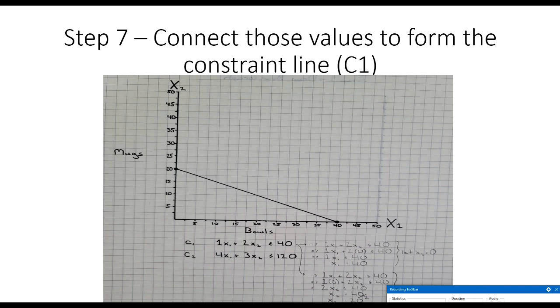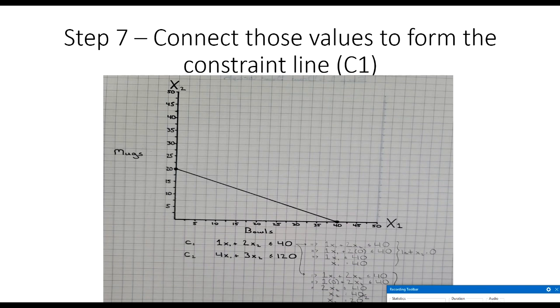So this line represents all of the production choices where labor is fully used. If I manufacture 20 mugs and 0 bowls, this choice right here, I'm fully using all of my labor. If I manufacture 5 bowls and 17.5 mugs right here, I'm still using all of my labor. If I manufacture 20 bowls right here and 10 mugs, I'm still using all of my labor. Any production choice on this line represents where we are fully using labor.